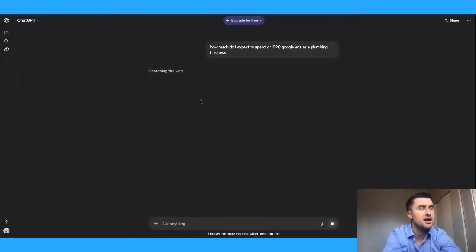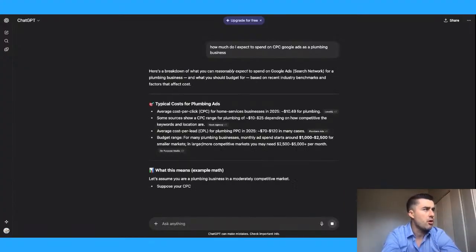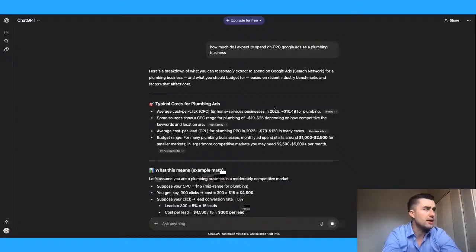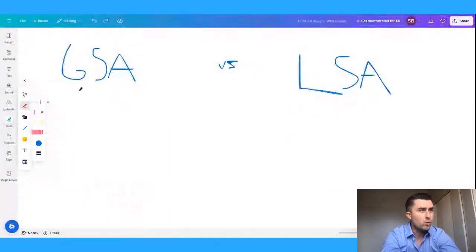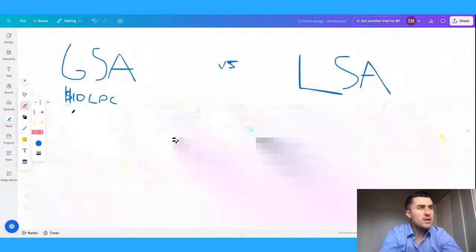Let's see what it has to say. So the average cost per click is around $10. Okay, so $10 average. So what we're working with here, guys, is a $10 CPC, cost per click, right? $10 CPC.